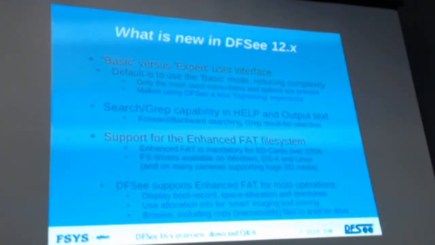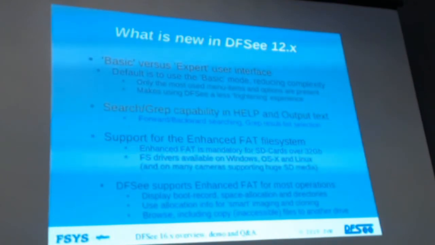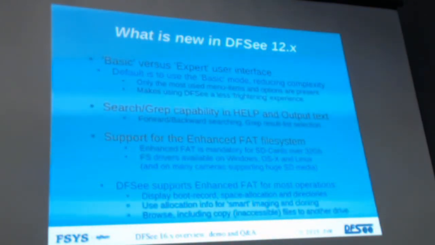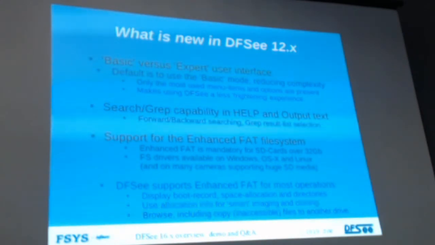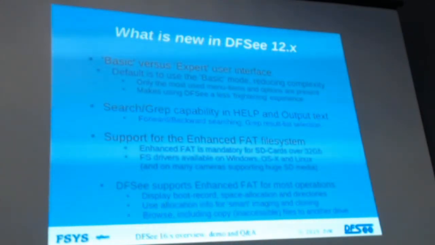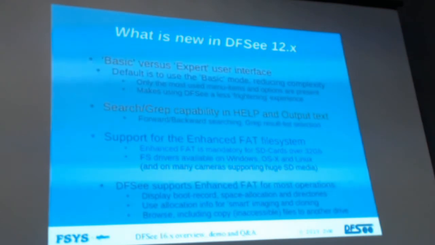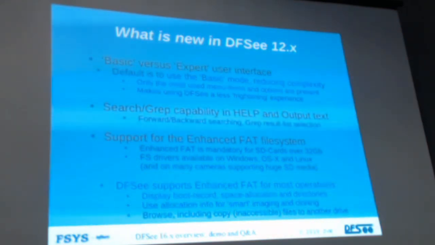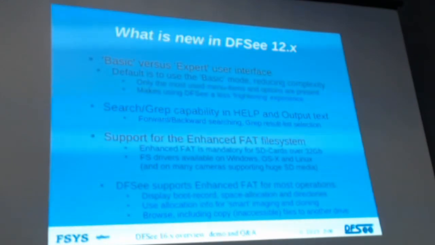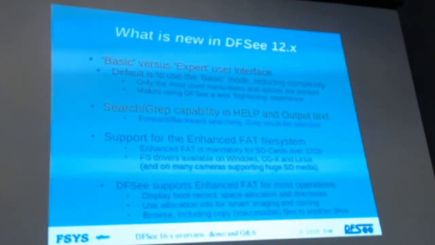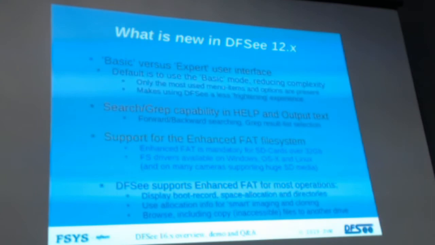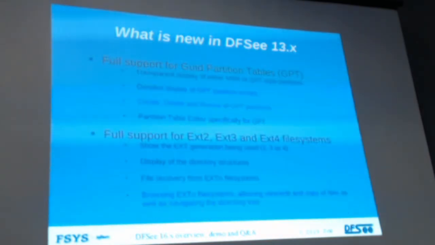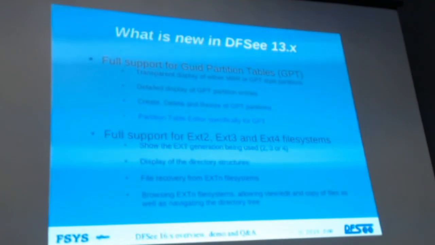Okay. Then they added some more stuff to the user interface, allowing you to search through the actual text buffer with logging, but also through the help files and stuff like that. It has normal linear searching, but it also has things like a grep-like functionality where it will present you with a result list and you can just select the line that looks the most promising to give you the information you want. And some more enhancements to file system support for FAT.